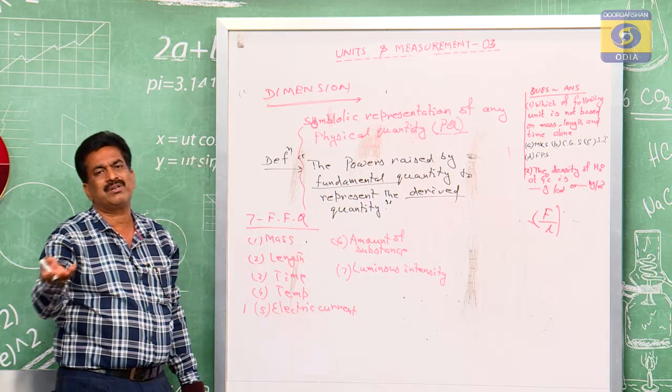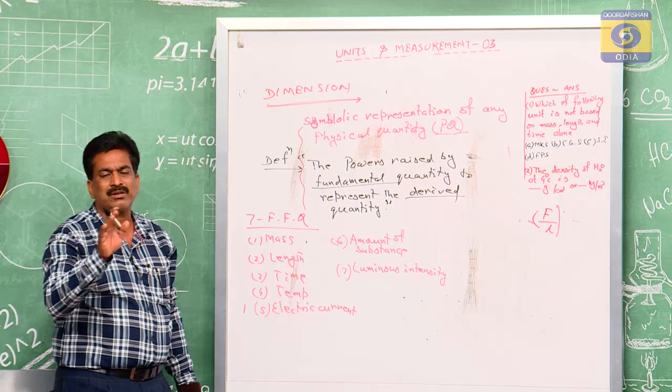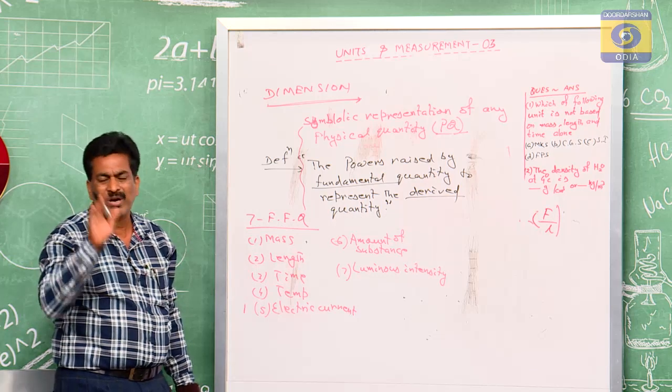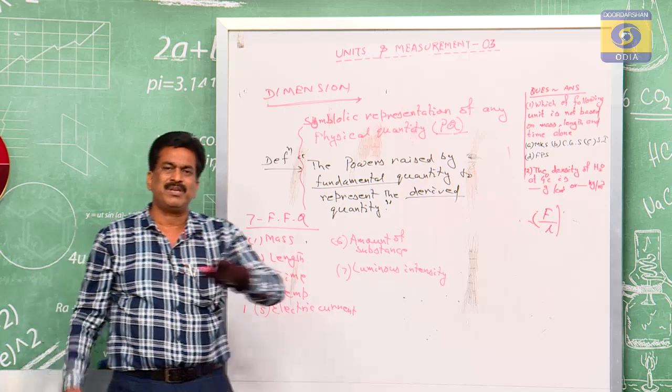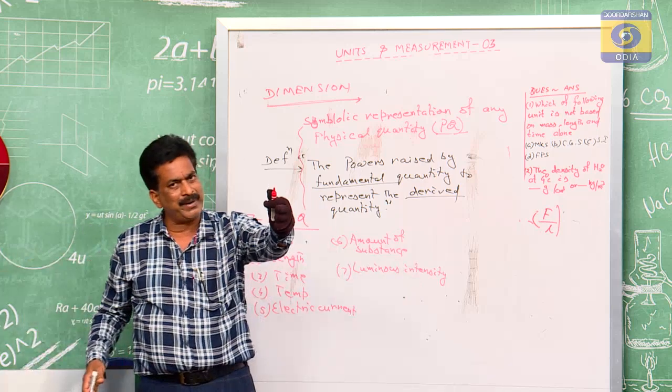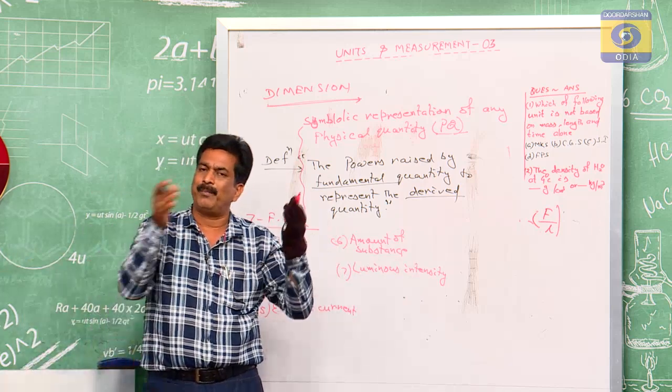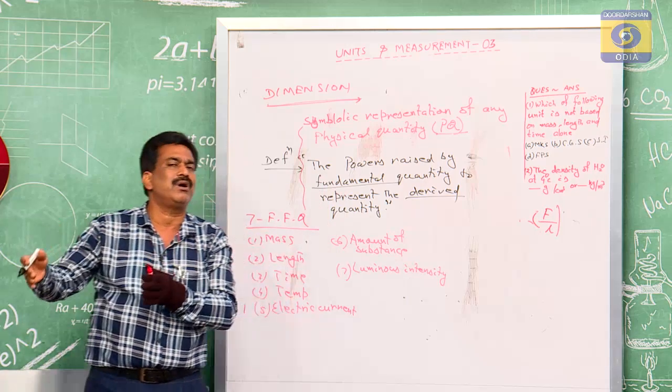Suppose we are measuring the area. You cannot measure the area directly, in the fundamental way. You have to first measure the length, then the breadth, then the length into breadth is to be multiplied, and again it will give you the area.